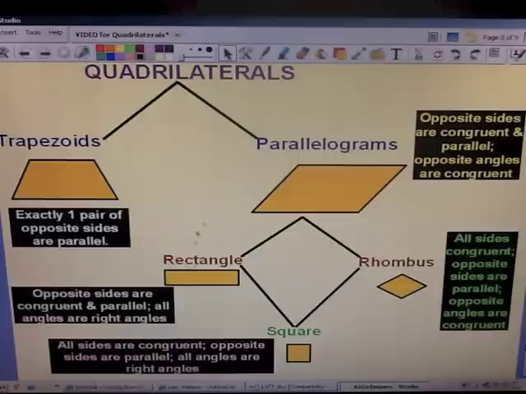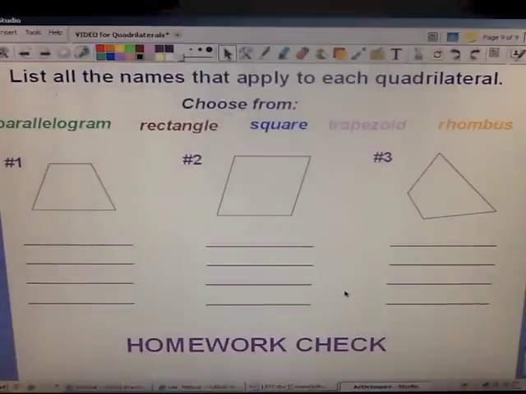So you're going to use this flow chart to answer your homework check questions. And you have 3 homework check questions. You have 3 figures, 3 types of quadrilaterals. You're going to list the name that applies to each, or all the names that apply to each quadrilateral. You can do this on the back of your flow chart, and you're going to turn it in tomorrow at the beginning of class. This ends your video.